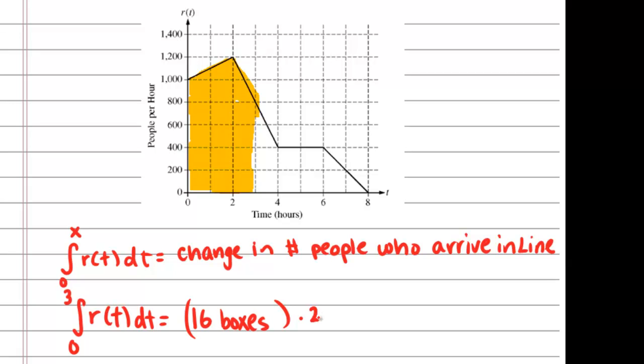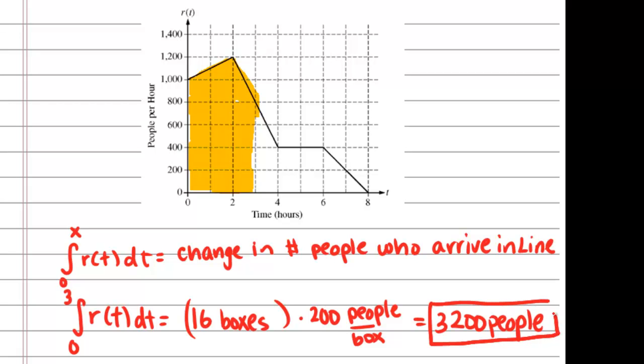And each of those boxes represents 200 people. The reason this represents the number of people is because we have people per hour times number of hours gives us number of people. So in other words, there were 3,200 people that arrived in the first 3 hours.